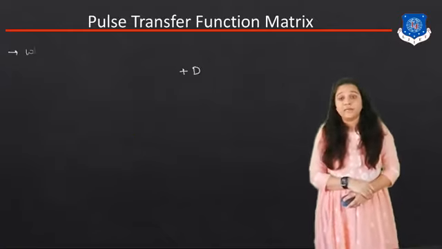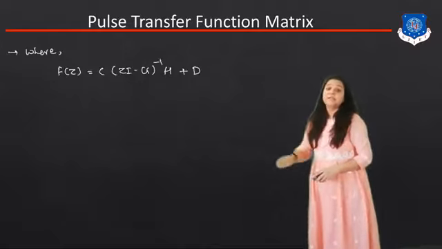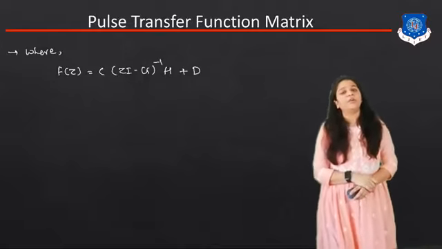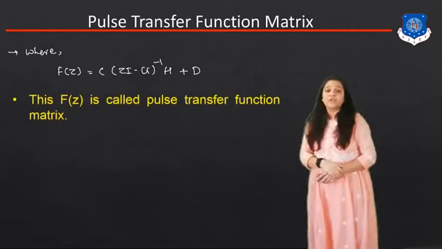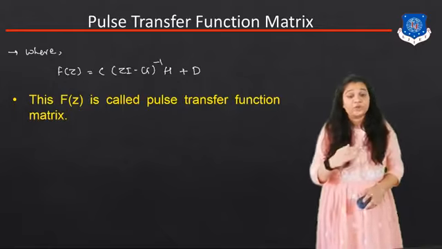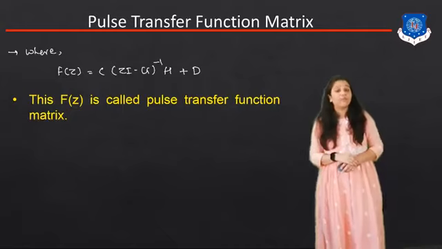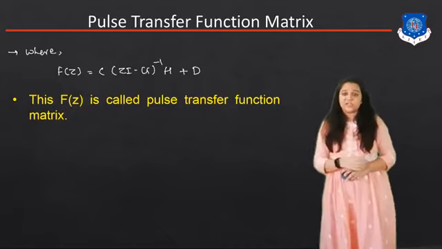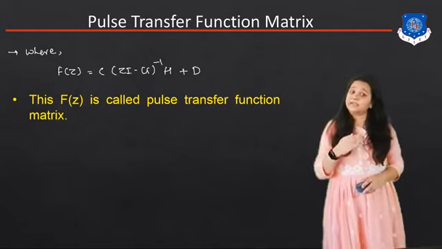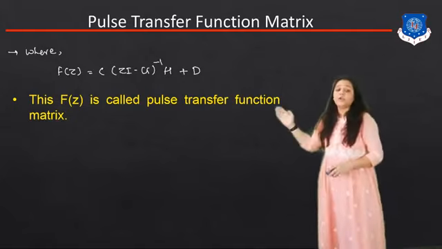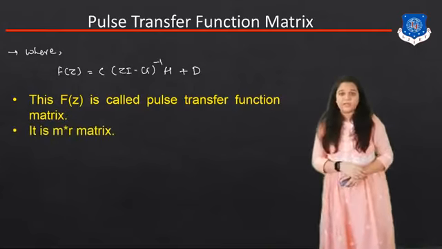So what is the equation of the pulse transfer function? F(z) is equal to C(zI - G) inverse H + D. This function of z is called the pulse transfer function matrix. So if we have the equations of the discrete-time state space analysis, using them and putting the initial value as 0, we can get the pulse transfer function matrix. It is an m cross r matrix.